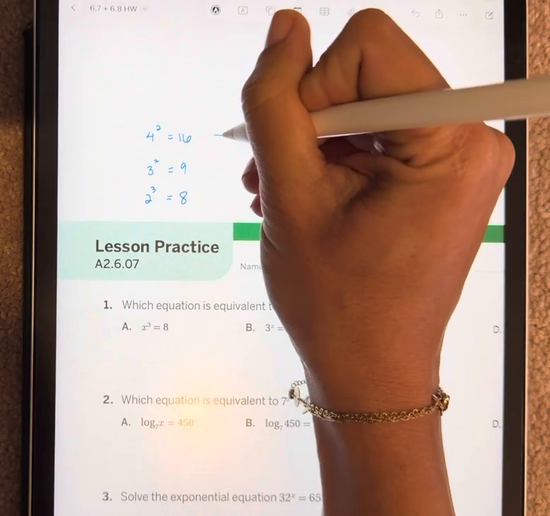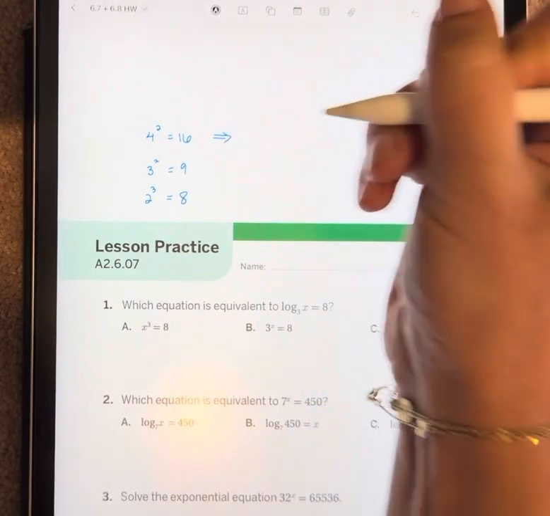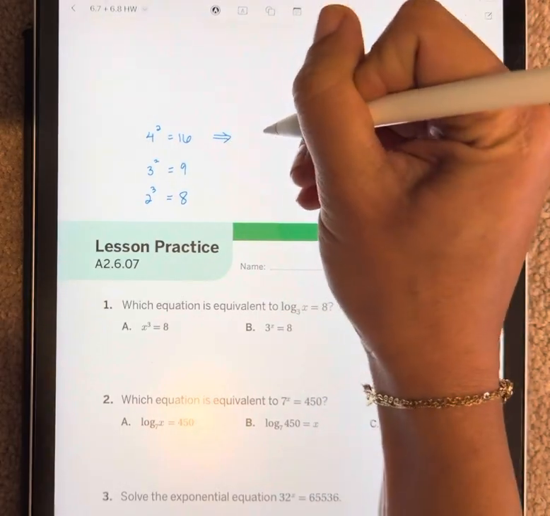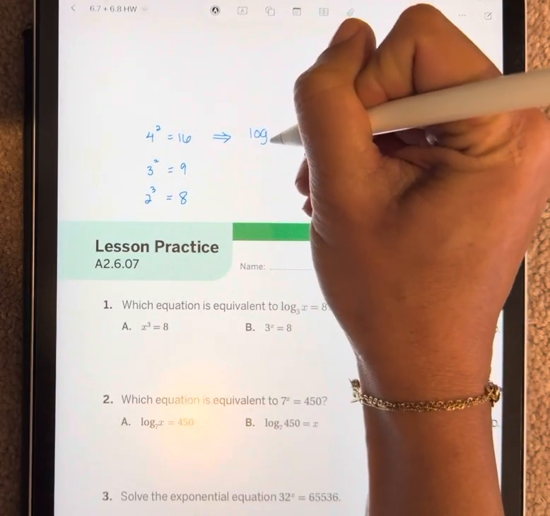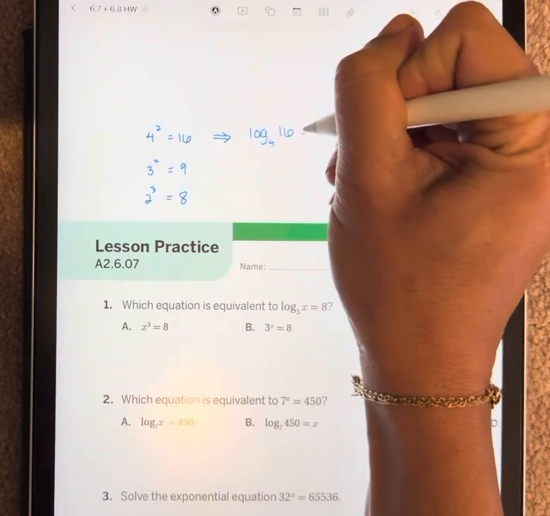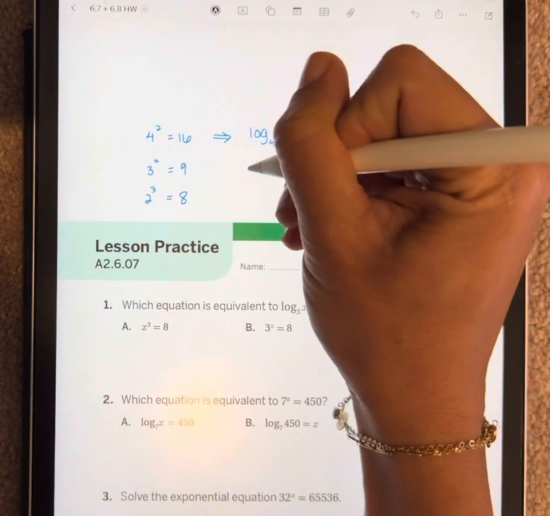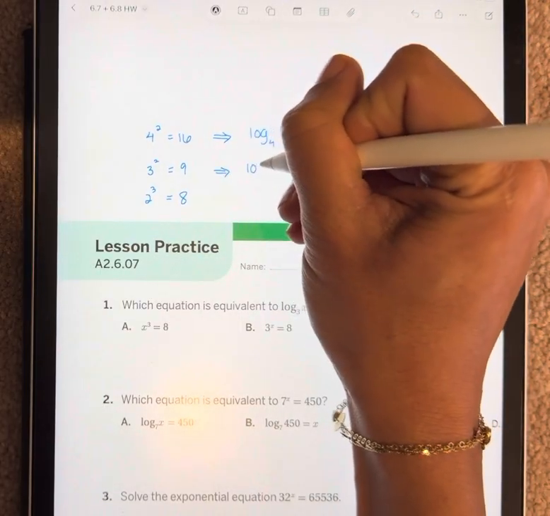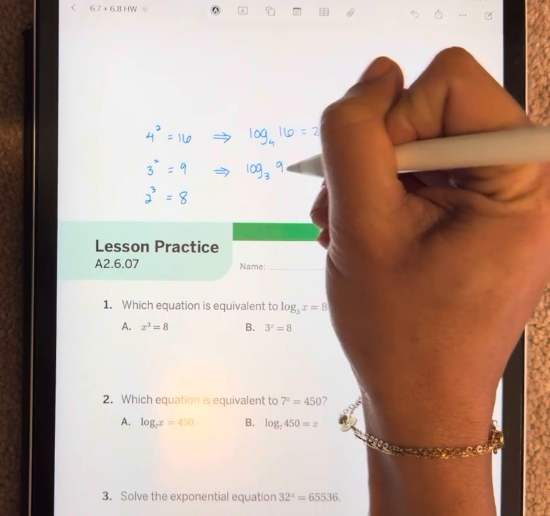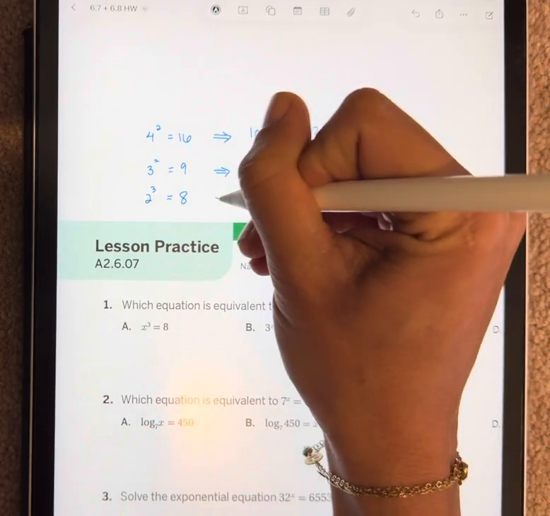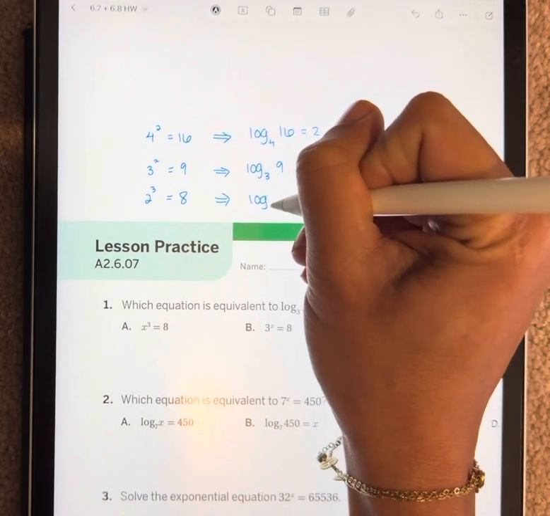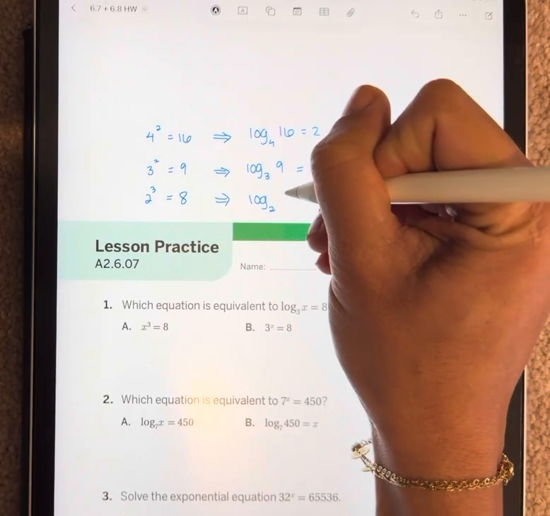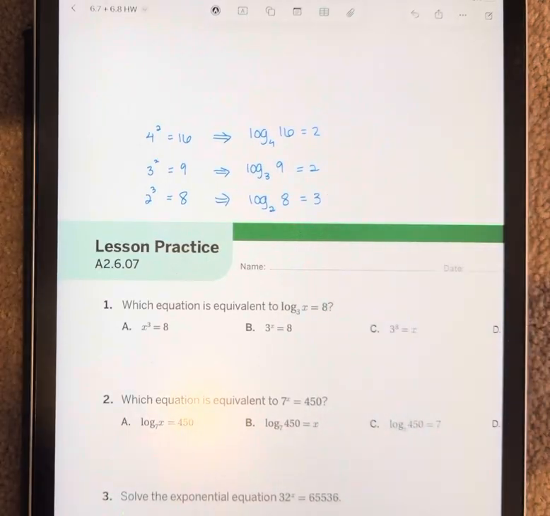But we may not, especially now that it's brand new, be as comfortable knowing that log base 4 of 16 is 2. Or that log base 3 of 9 is 2. Or that log base 2 of 8 is 3. Okay? But these are basically the same expressions as those.